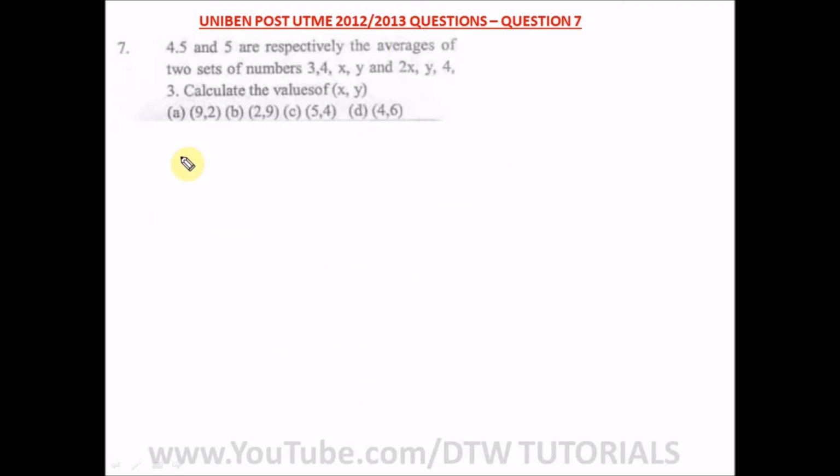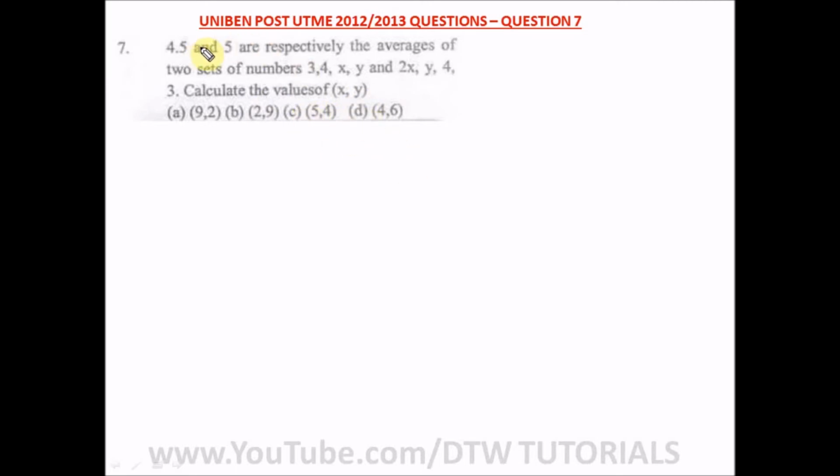Question 7 of the UNIBEN post-UME past questions for 2012/2013. It says 4.5 and 5 are respectively the averages of two sets of numbers. That's this set and this set. Calculate the values of x and y. Okay, so this is going to result to a simultaneous equation.